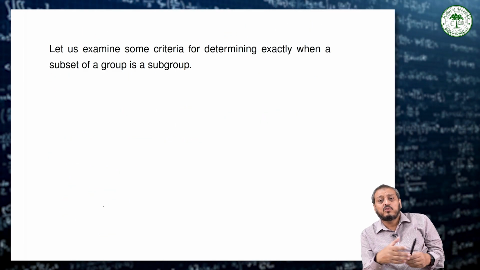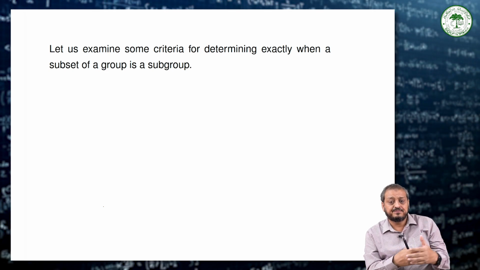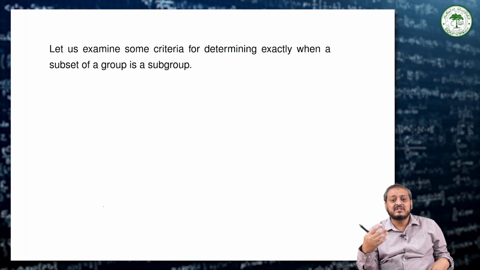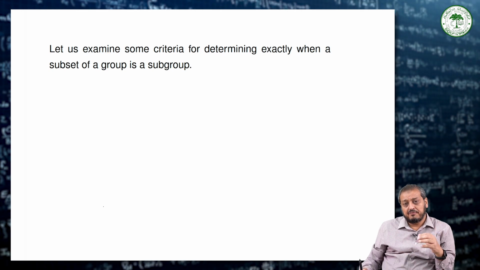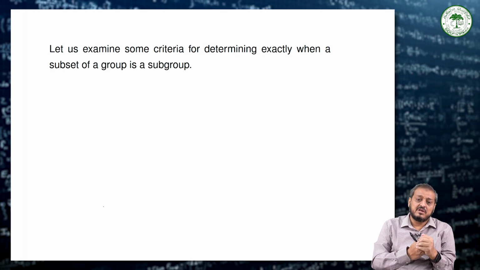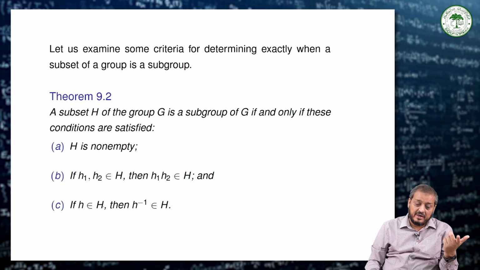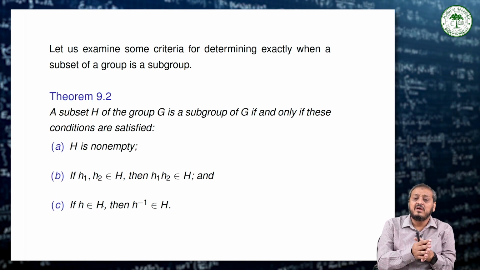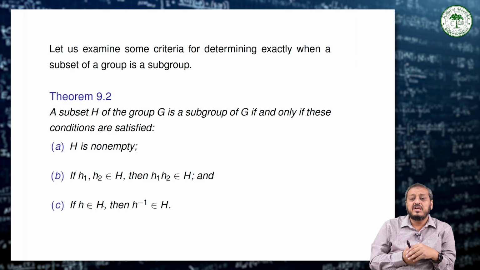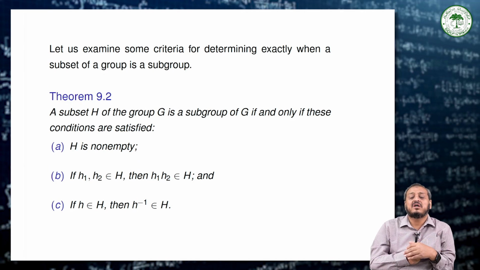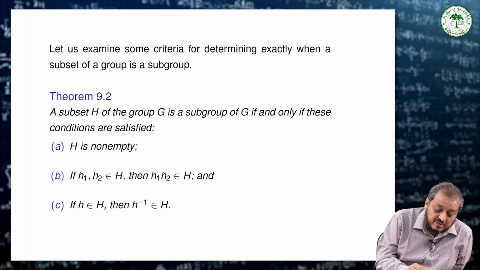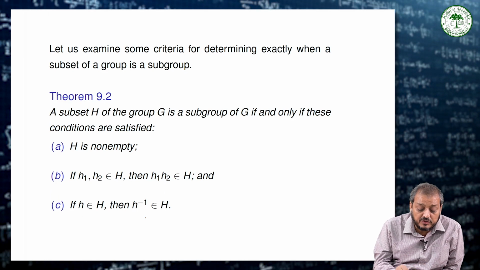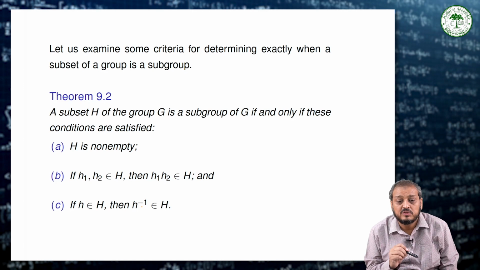So now we have certain criteria for determining exactly when a subset of a group is a subgroup. So let us examine some criteria for determining exactly when a subset of a group is a subgroup. So let H be a subset of a group G. H is a subgroup of G if and only if these three conditions hold. First, H is non-empty; then we show that H is closed; and also we show that H inverse also belongs to H.